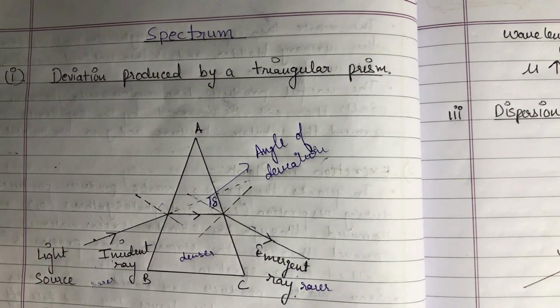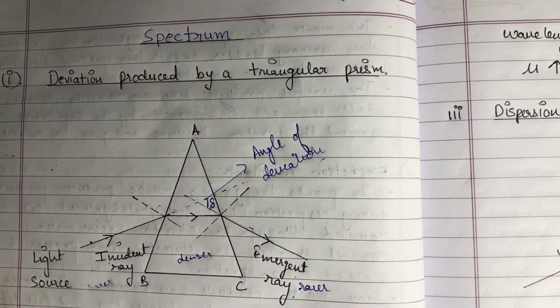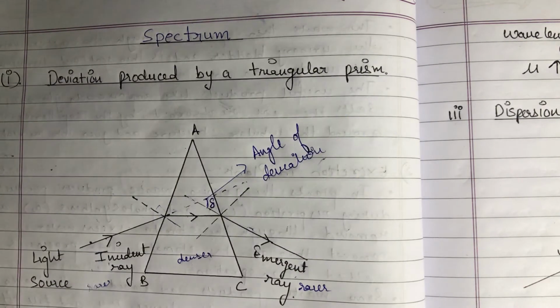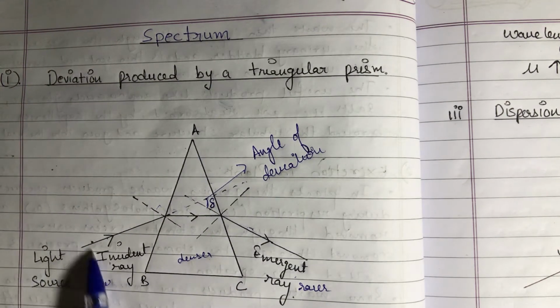Hello students, in this video we'll start with a new chapter, spectrum. Our first topic is deviation produced by a triangular prism. This is our prism ABC. This is the light source.